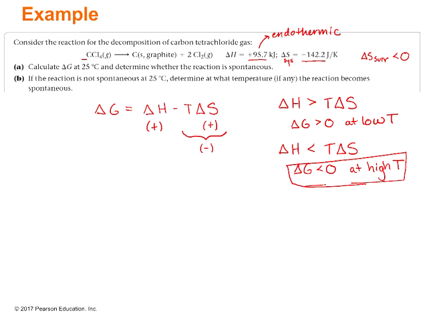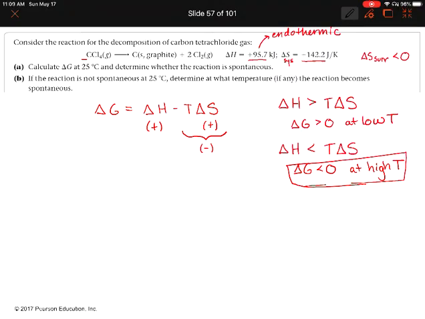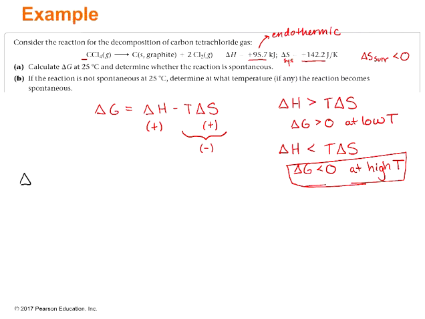All right, so we're going to plug in, and I'll use a different color here. So delta H is 95.7 kilojoules, but let's make sure all of our units match up. So delta S is in joules per Kelvin. So let's just multiply delta H here by 1,000 to turn it into joules. And then that'll make the calculation much easier.